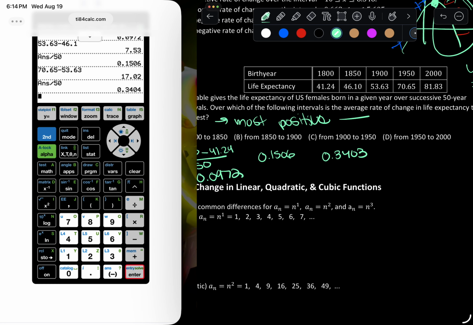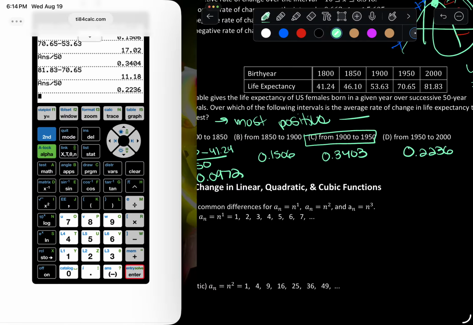And if we look at 1950 to 2000, in 2000, the life expectancy was 81.83. In 1950, it was 70.65. And then divide that by 50, we get 0.2236. So for this one, the correct answer is going to be C. So that's interesting. From 1900 to 1950, the life expectancy of U.S. females born in a given year increased more than it did from 1950 to 2000. Obviously this is just multiple choice, but this data is from real data.